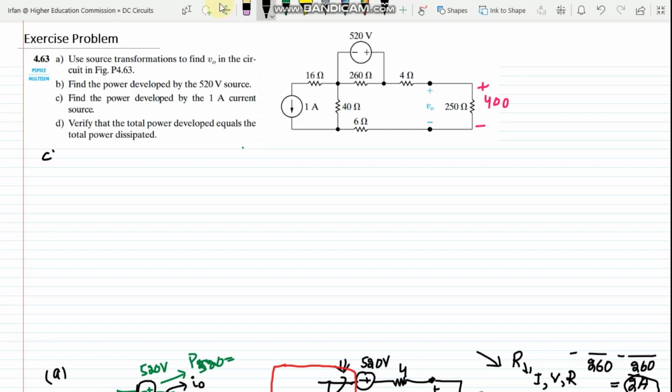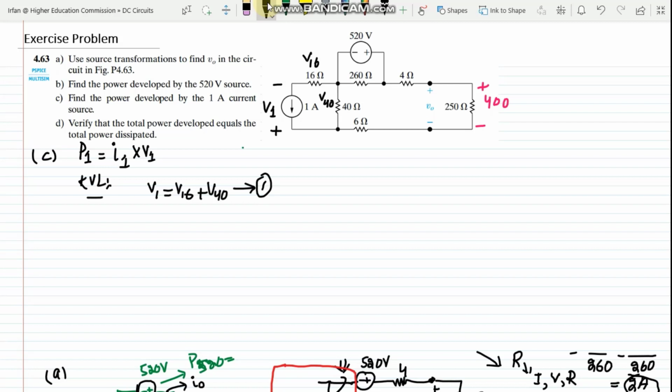In order to find the power which is developed by this 1 ampere source, I should have the current I1 multiplied by the voltage which has been developed across this one. Let me write precisely, because the polarity is opposite, I have to find this V1 here. In order to find V1, in this loop I should have this voltage V16 and this V40. According to KVL, if I apply KVL here, V1 is equal to V16 plus V40. Let me call it equation number 1, but we don't have the value of V40.